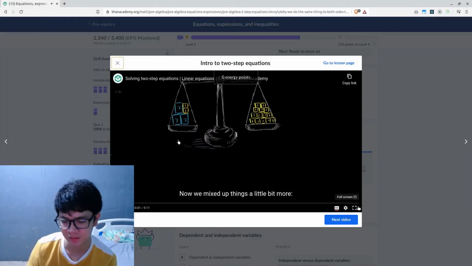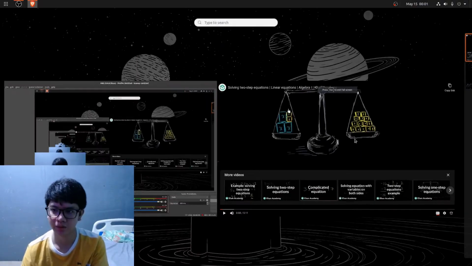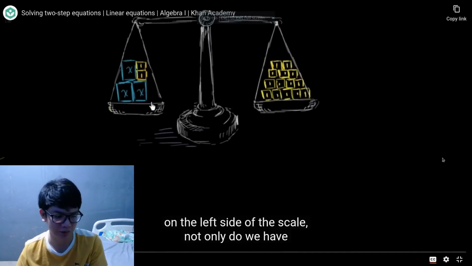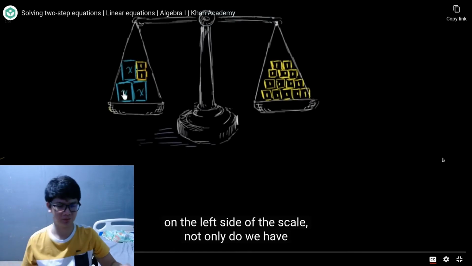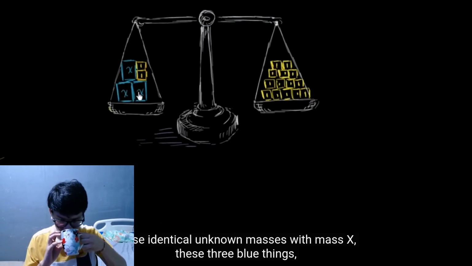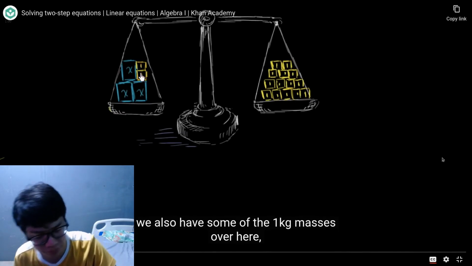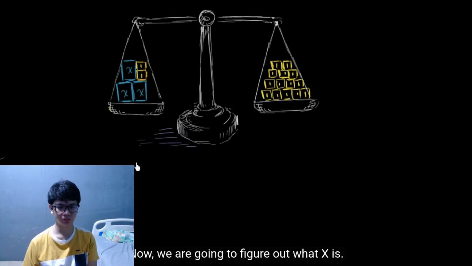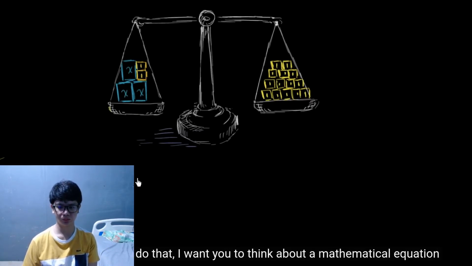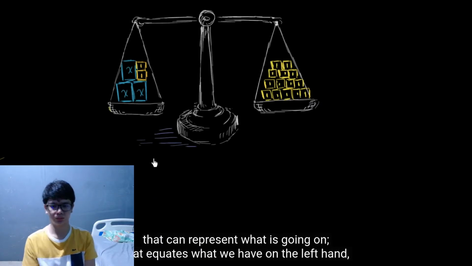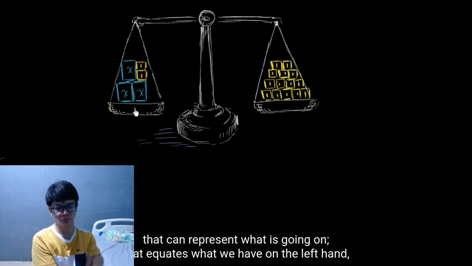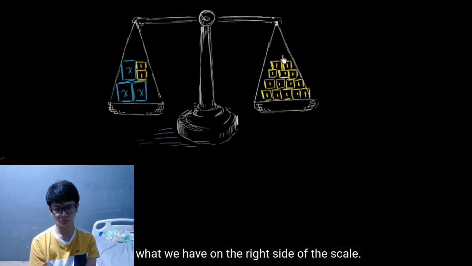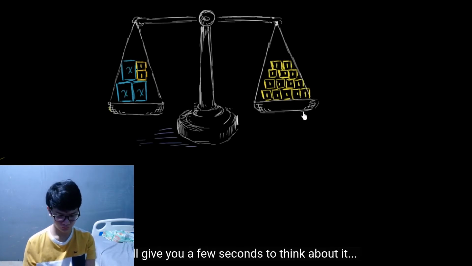Now we've mixed things up a little bit more. On the left side of the scale, not only do we have these identical unknown masses with mass x, these 3 blue things, we also have some of the 1 kilogram masses over here. We actually have 2 of them. So now we're going to try to figure out what x is. But before we even do that, what I want you to think about is a mathematical equation that can represent what is going on right here, that equates what we have on the left-hand side to what we have on the right side of the scale. I'll give you a few seconds to think about it.